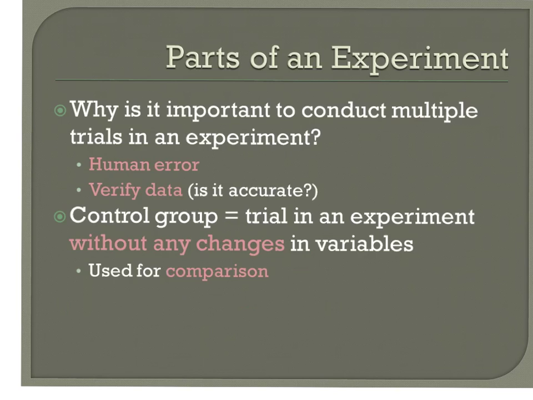So when we're doing experiments, it's important to have a group set aside, and it's known as the control group. And this is one of the trials in the experiment where you don't change any of the variables at all. And this can be used for comparison later to see if anything does change as a result of what you're trying to change in the experiment. And so throughout the year you'll have lots of practice with this, and you'll get to really understand the importance of having a control group.